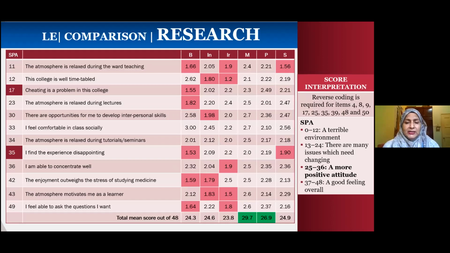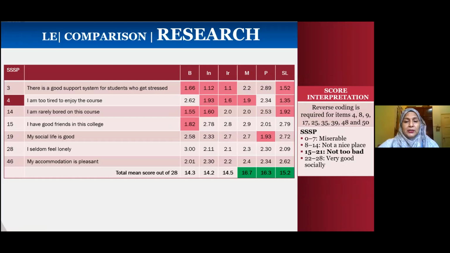The next one is the students' perception of the atmosphere. Again, there are some red areas in which the students were not very happy. 25 to 36 is the more positive attitude which was expected, and Malaysia, Pakistan, and Sri Lanka are the three countries which fall into this, but they just got through it.